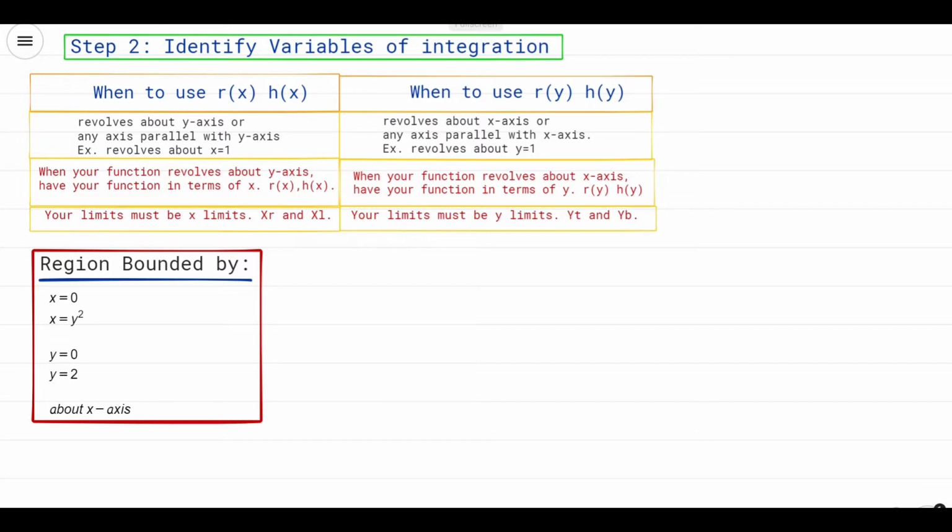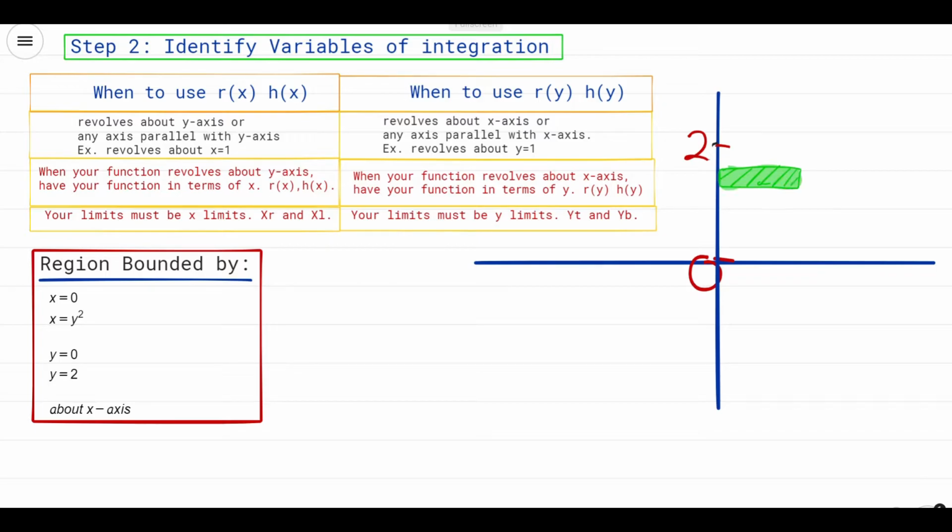So when your function revolves about y, use x terms. When you're given x limits, use x terms. So find a way to make this rememberable, or just copy the chart and do a couple of problems, and then it becomes easy to remember. So basically, use r of y when it revolves about the x-axis, and use r of x and h of x when it revolves about the y-axis or anything parallel with it. Now we're going to redraw that sketch right here.